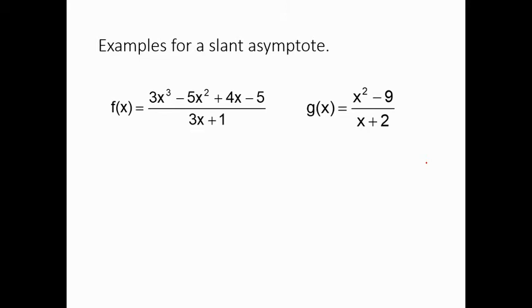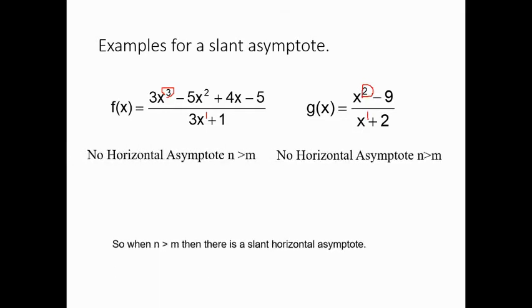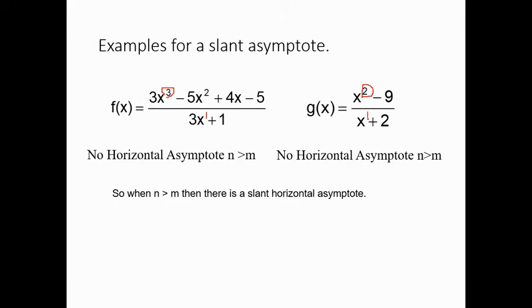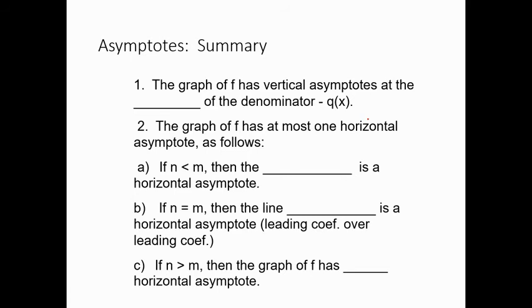Examples for a slant asymptote, okay? Notice that this degree is 3 while this degree is 1. Over here for the next one, this degree here is 2 and this degree is 1 as well. So we don't have any horizontal asymptote for either one of these. All right? So when the n is greater than m, there is a slant asymptote.